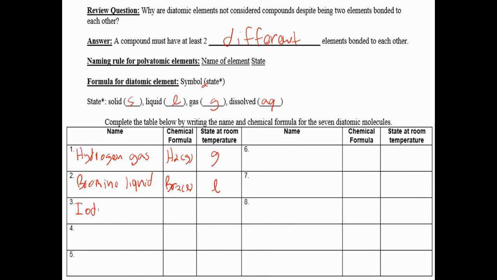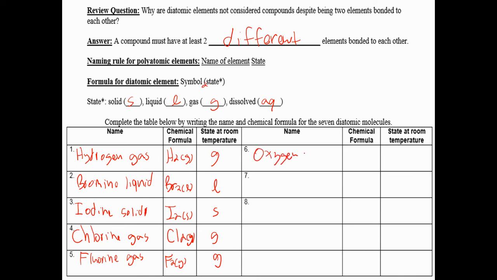Iodine, solid. Oops, no E at the end. So that's I2(s), solid at room temperature. We have chlorine gas. So that's Cl2(g). That's a gas at room temperature. We have fluorine, and that's also fluorine gas. So it's F2(g), gas at room temperature.